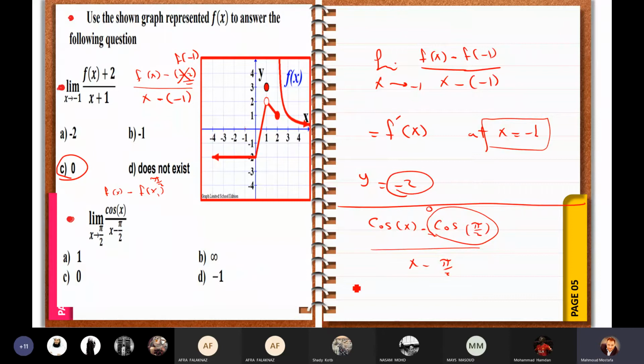So again, this one is f prime at pi over 2. F means cosine x, prime. So the derivative of cosine is what? Negative sine. At pi over 2, this one is what? Sine pi over 2 is what? 1 multiplied by negative, so it will be -1. Boys and girls, any question?